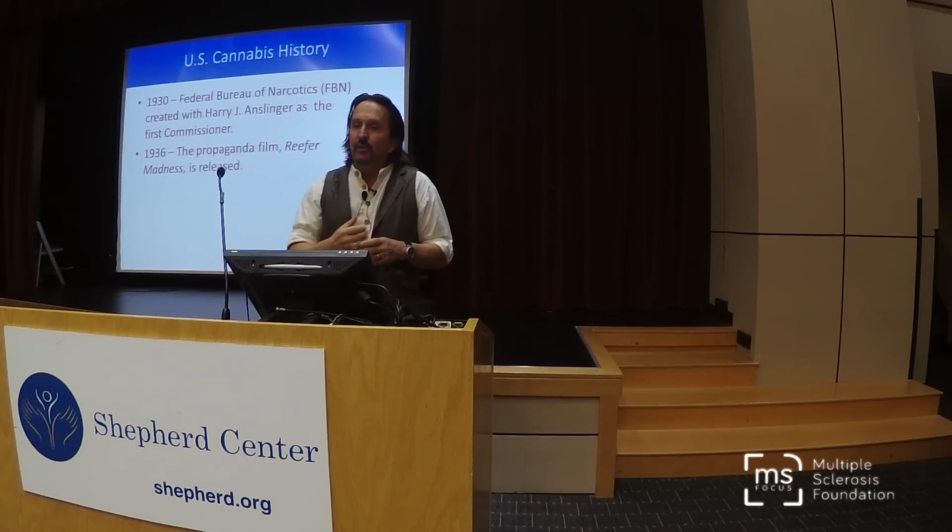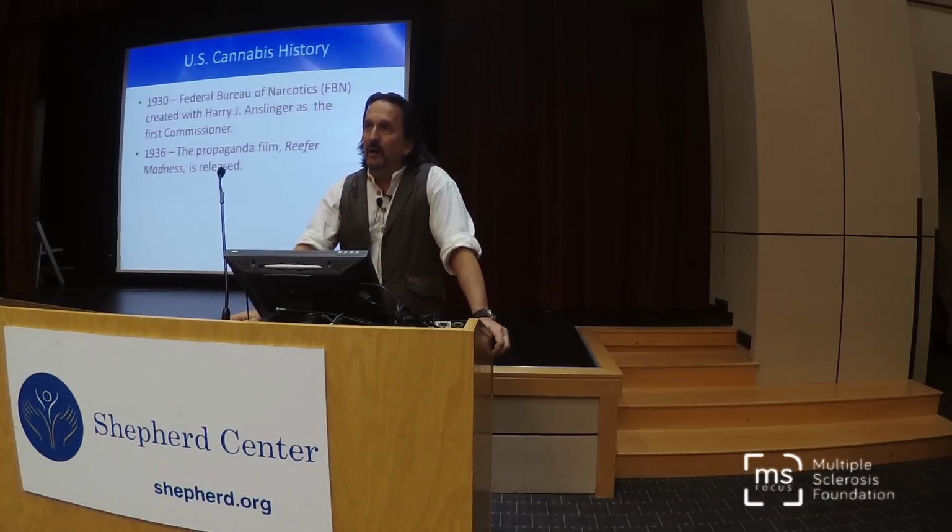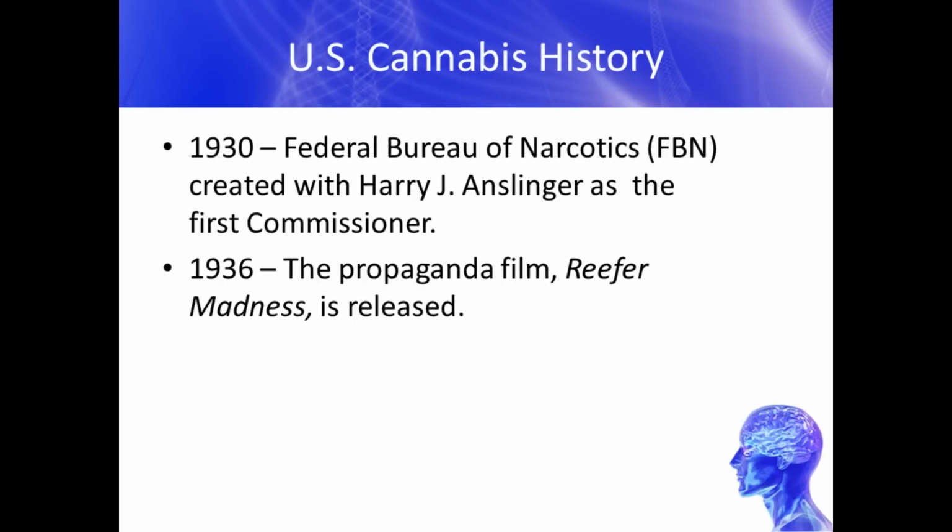This led in 1930 to the formation of a federal bureau, the Federal Bureau of Narcotics, created by a man named Harry Anslinger. This guy was very, very anti-marijuana. In 1936, a propaganda film, Reefer Madness. How many have ever seen it? If you YouTube it, it's kind of funny.